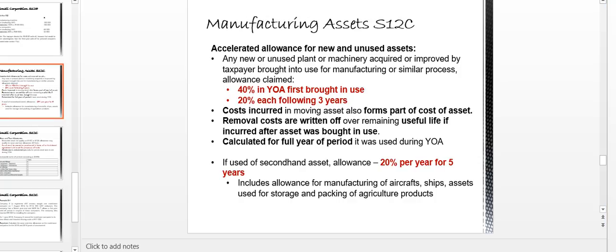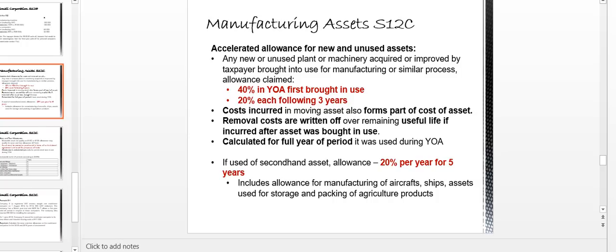Okay, and section 12C is for assets in the process of manufacturing. So section 12C states that again, you've got a certain allowance on new or unused assets. So any new or unused plant or machinery acquired or improved by the taxpayer brought into use for manufacturing or similar process, you may claim an allowance of 40% in the year of assessment in which it was brought into use, or 20% in each of the following years. So that is for a new asset.